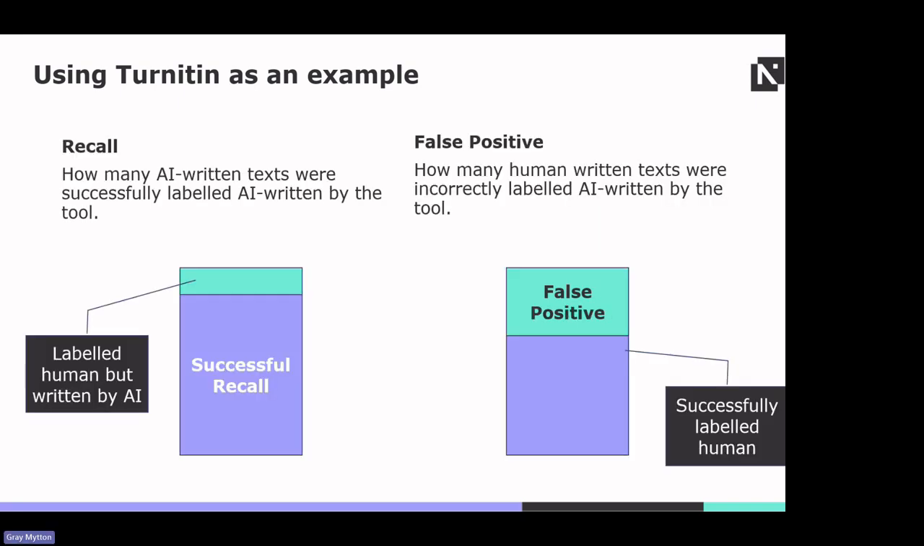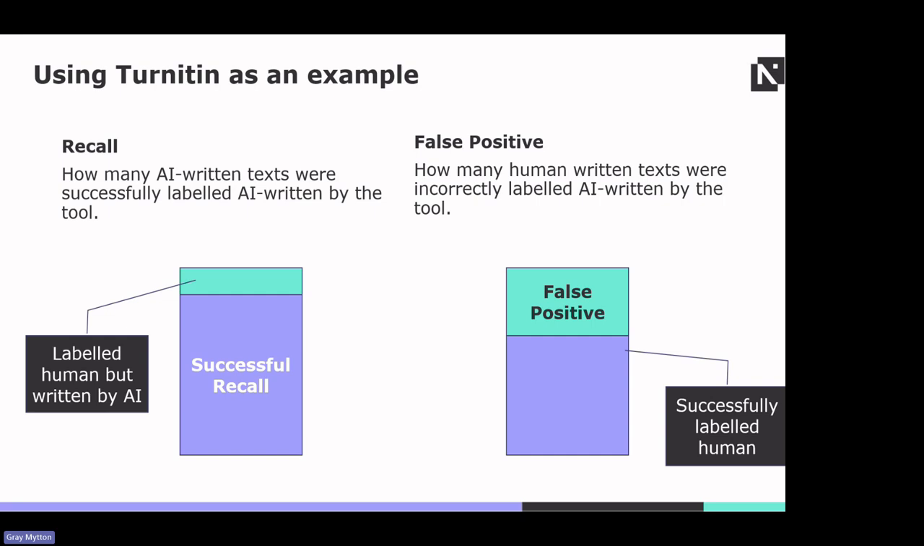So let's have a look. Firstly, let's have a look at recall. Recall is defined as essentially a true positive. So what does that mean? It means that if you put in a piece of text that is written by a computer, so you've generated it somehow with AI, and you put it through Turnitin's tool, if it correctly labels that as an AI generated piece of text, then that's a successful recall. And so that's one half of the story.